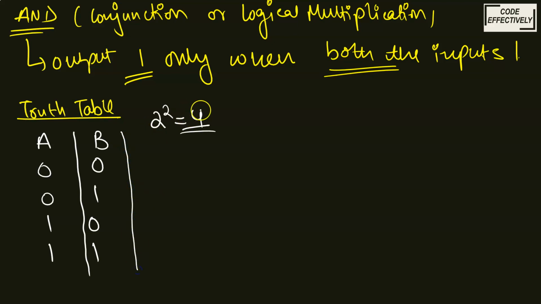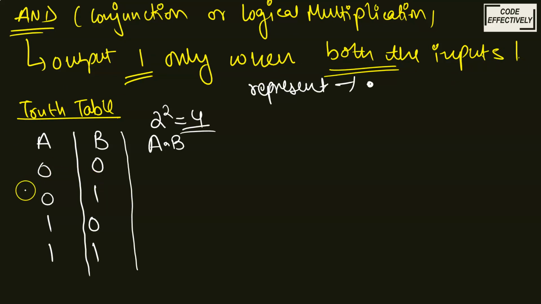Okay, so to represent an AND operator, we use the dot symbol. So I will write here A dot B. A dot B is equal to, so what I said is output is produced 1 when both the inputs are 1. So let me check.